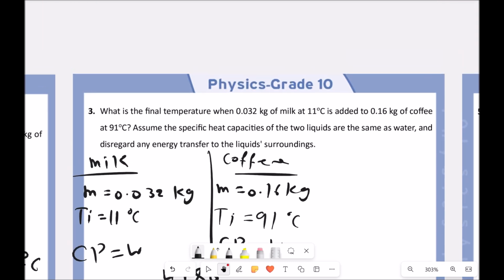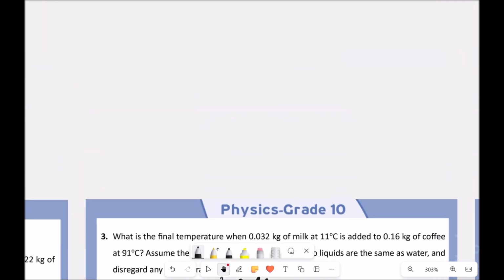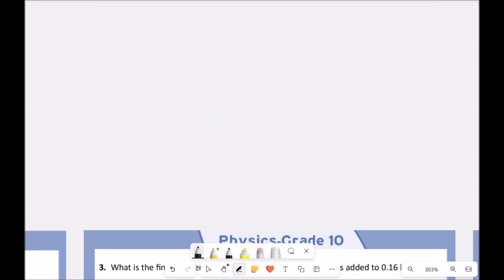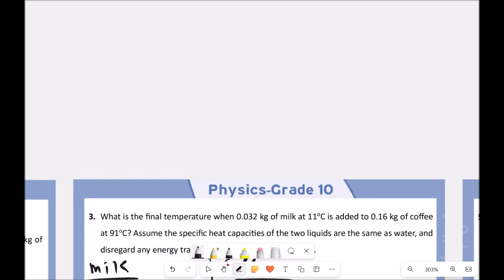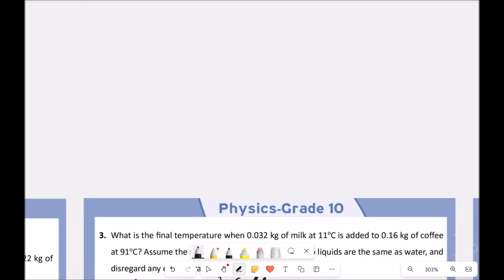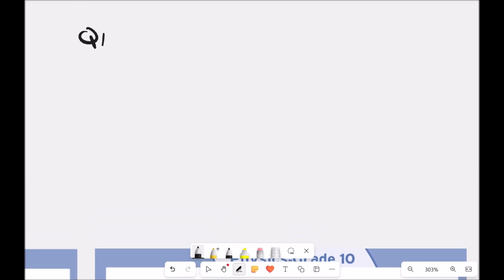Which is 4,186. Okay, let's do the solution for this one. So you have Q lost by the milk, of course, because milk is added to the coffee. So Q lost by the milk is equal to Q gained by the coffee. Okay, so this is milk and this is coffee.